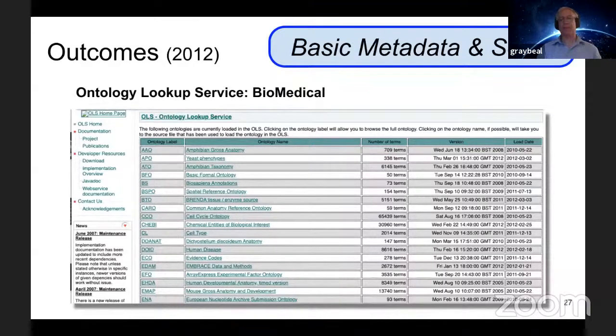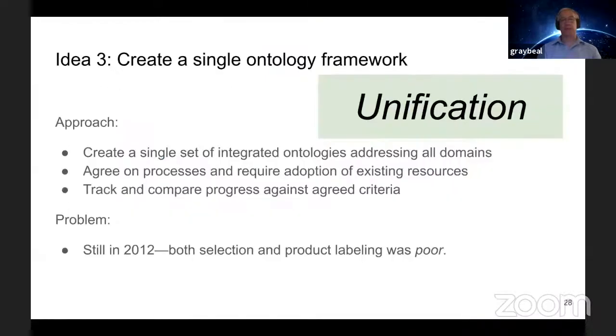That's the basic metadata and search approach, where, well, I can look up the metadata of these things, or I can look up some terms maybe, but I can't really tell what the differences are very easily. Third approach was to create a single ontology framework where everyone is putting their ontologies into a single set, and there can't be any overlaps. Everybody has to fit into their slot, and all the domains are addressed with a single approach. That's more or less the unification approach.